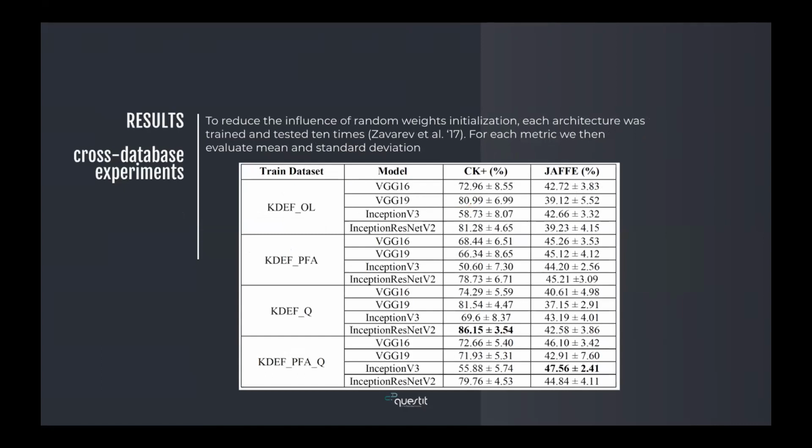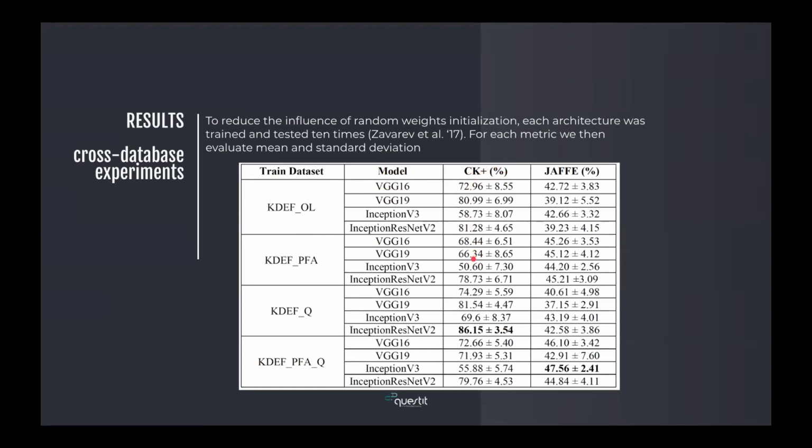And here we present the first result, where to reduce the influence of random weights initialization, each architecture was trained and tested 10 times. So, for example, we take the VGG16 architecture and train these models on the KDF-OL dataset. We train these models 10 times, so we get 10 models. And for each model, we calculate the accuracy and other metrics. So here we present the mean accuracy value and the standard deviation.